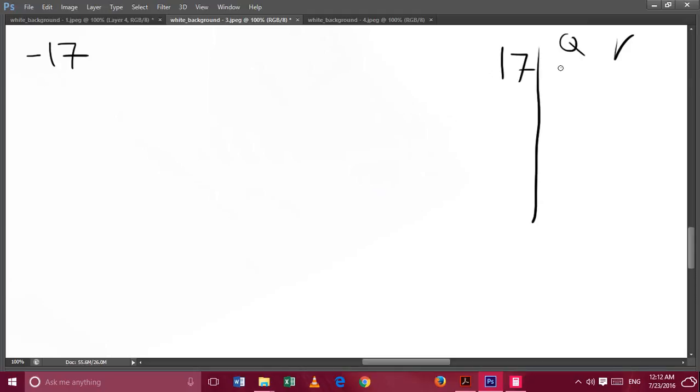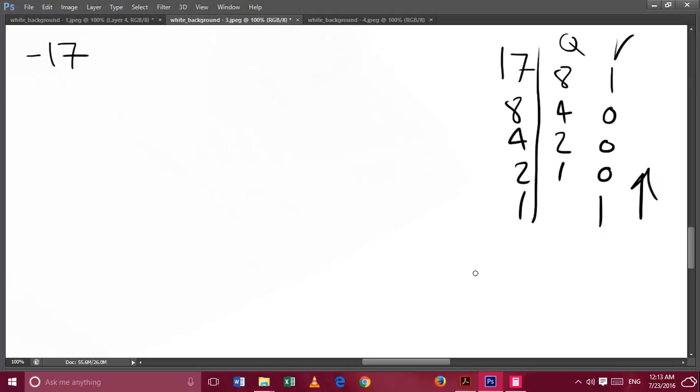17 over 2, that would be 8, remainder 1. 8 over 2, that would be 4, remainder 0. 4 over 2, that would be 2, remainder 0. 2 over 2, that would be 1, remainder 0. 1 comes here, and so this is the number 17. 1, 2, 4, 8, 16. Just to make sure, 16 and 1, that is 17. So that is the first step, to get the unsigned binary of number 17.